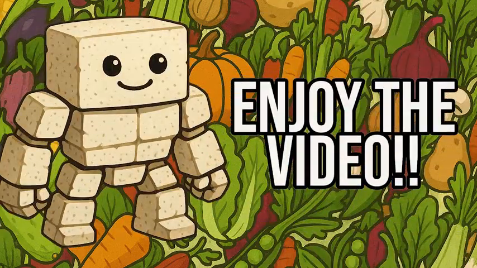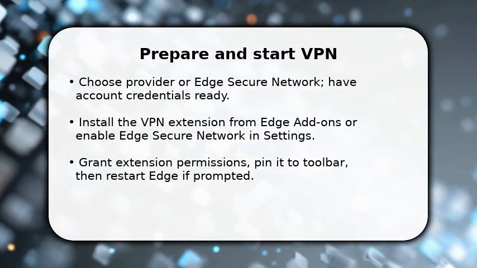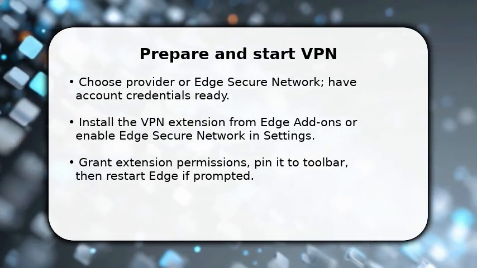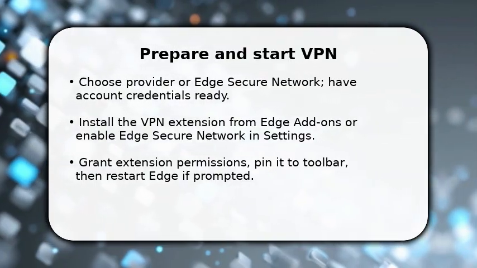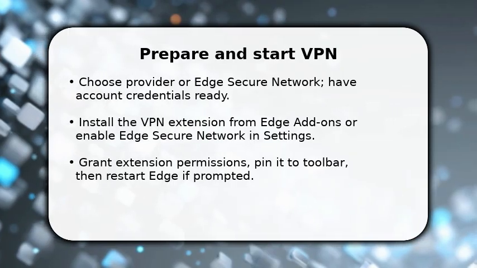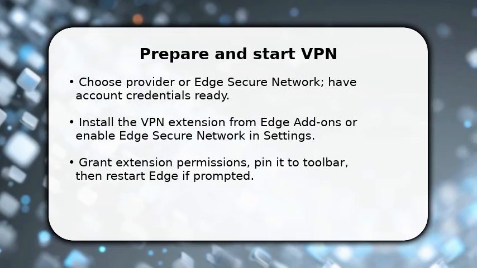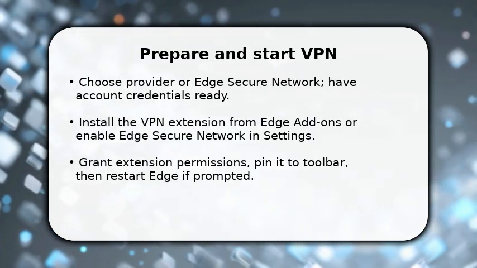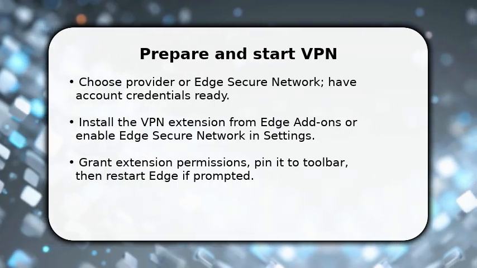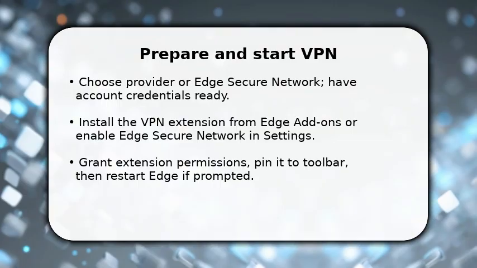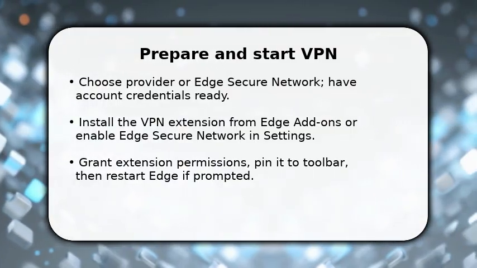Please enjoy the video. You'll start by picking where the VPN comes from and getting credentials ready. Once done, install the VPN extension from Edge add-ons or enable Edge Secure Network inside settings. Make sure you grant any permissions the extension asks for, then pin the icon to the toolbar so it's quick to access. If Edge prompts to restart, do it now to load the extension. This gets the connection components active, so you can move straight into configuring server and privacy controls.